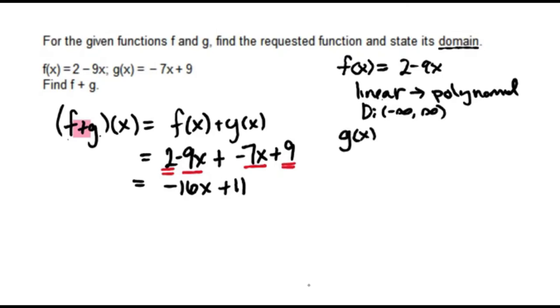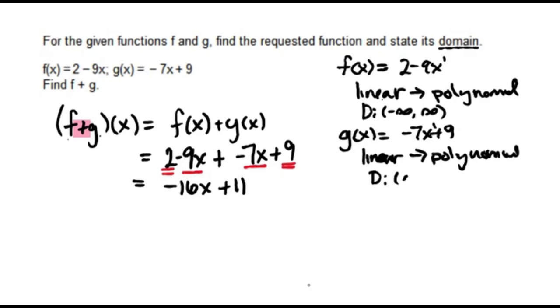And then we have the function g of x, just negative 7x plus 9. It looks very similar to f of x. There are no variables in the denominator, no variables underneath radicals. This is also a linear function, which is a polynomial function. The reason why I know it's linear is because our variable is raised to the first power. So now I know the domain of g of x is negative infinity to infinity.